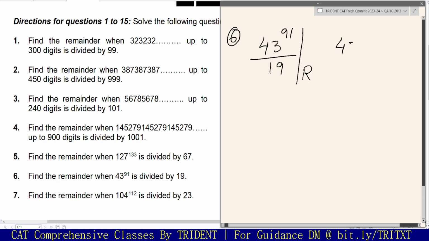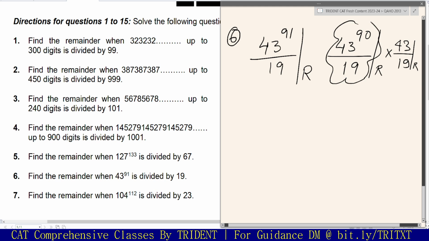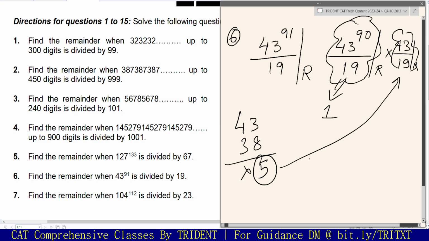So this is going to be 43 raised to the power 90 by 19, and there will be one more 43 by 19. I hope this is clear. I am reiterating, this is not actual multiplication, we are just looking at the remainders. Now this part, by the application of Fermat's little theorem, I know the remainder will be 1. 43 is not less than 19, it's more. So 19 twos are 38. So 43 minus 38 is 5. So the remainder of this thing comes out to be 5.